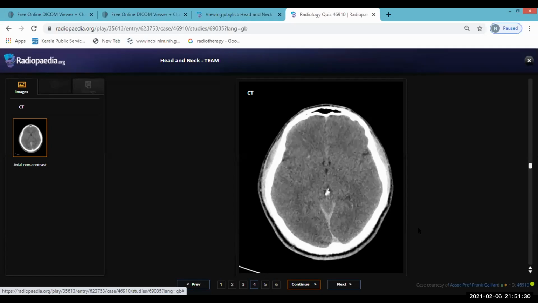Along the tentorium and the falx, hyperdensity is noted. So it might be because of subarachnoid hemorrhage or subdural hemorrhage along the falx and the bilateral tentorium. In the parenchyma, there is a diffuse hypodensity with loss of gyral sulcal differentiation. So it might be because of diffuse cerebral edema, which could cause the loss of differentiation of gyri and sulci.